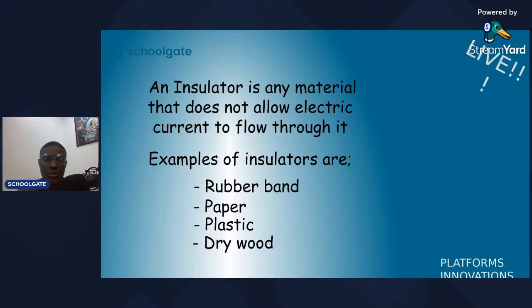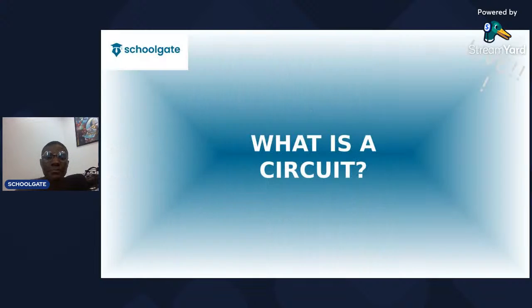Now remember, just for recap, we said conductors are materials that allow current to flow or pass through them, while insulators are those materials that do not allow the flow of current, or do not allow electricity to flow through them.